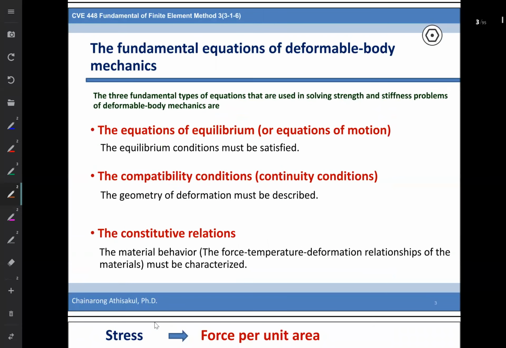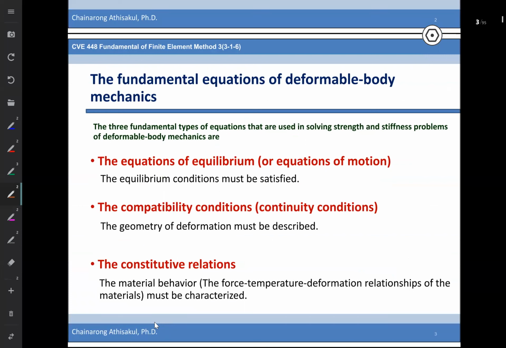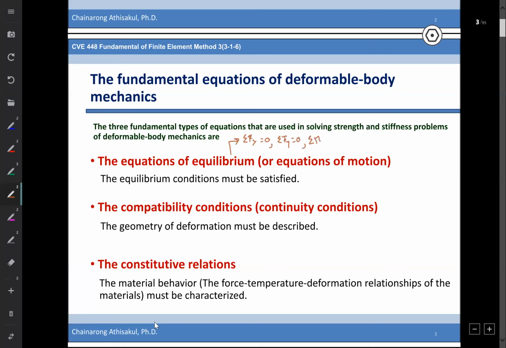When we solve a structural or mechanics problem, we have to focus on three fundamental types of equations. The first one is the set of equilibrium equations, which you are familiar with: summation Fx equal to 0, summation Fy equal to 0, and summation moment equal to 0. If it is just the plane problem, we will focus on just these three equations.